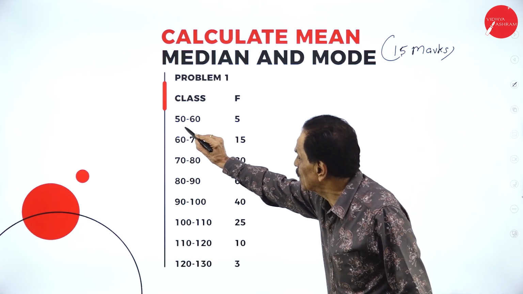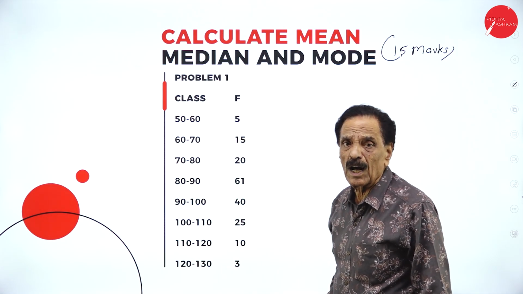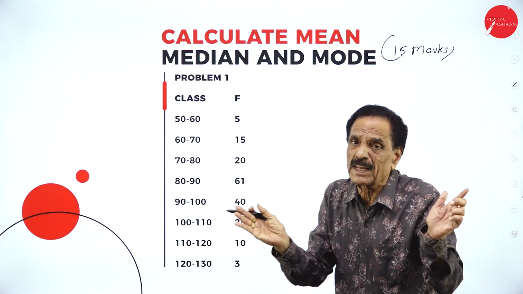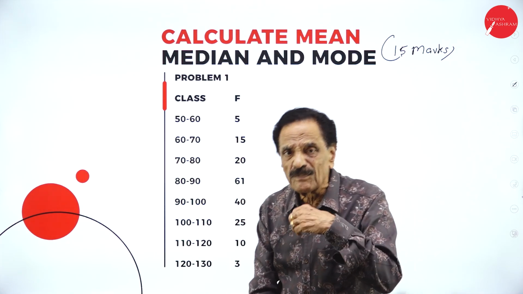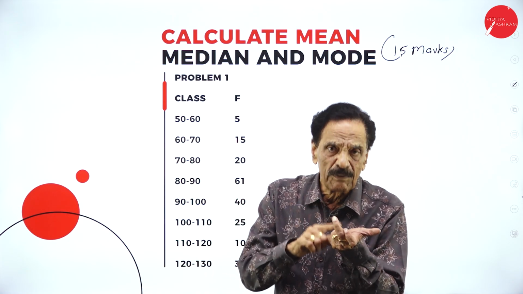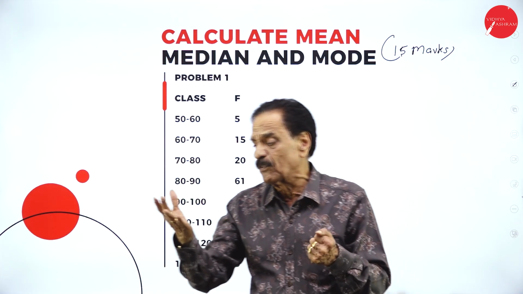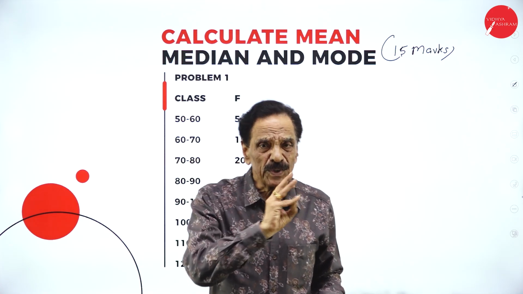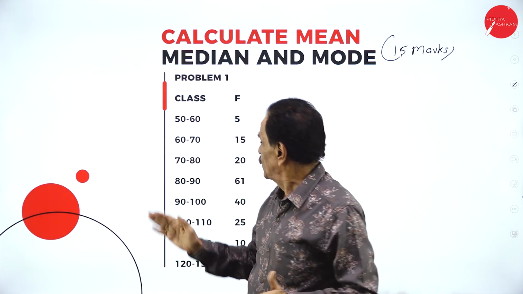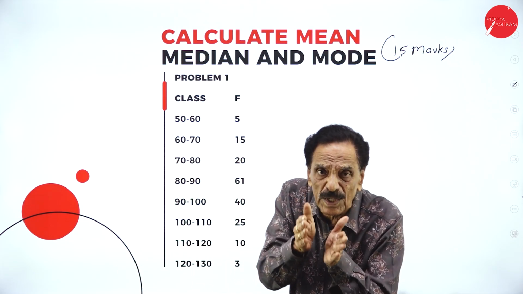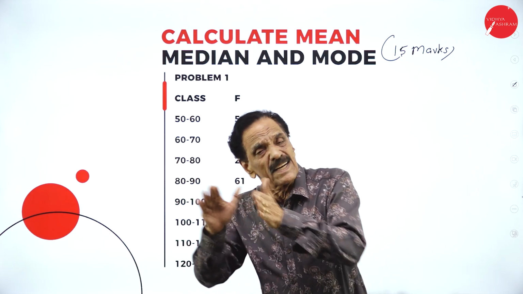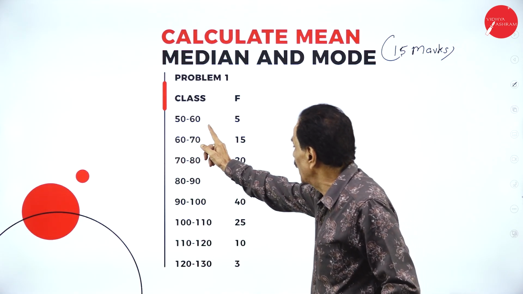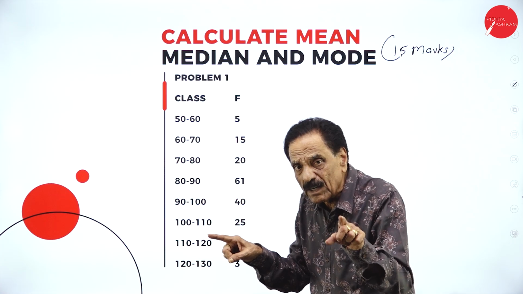So this first one is called lower limit. Second one is called upper limit. This is L1. This is L2. The difference between them is called class interval. When you say 50 to 60, it is 50, 51, 52, 53, 54, 55, 56, 57, 58, 59 only. 60, so there is a difference of 10. 60 to 70 means it is only 69 only. So this is called lower limit. This is called upper limit. The difference is called class interval.